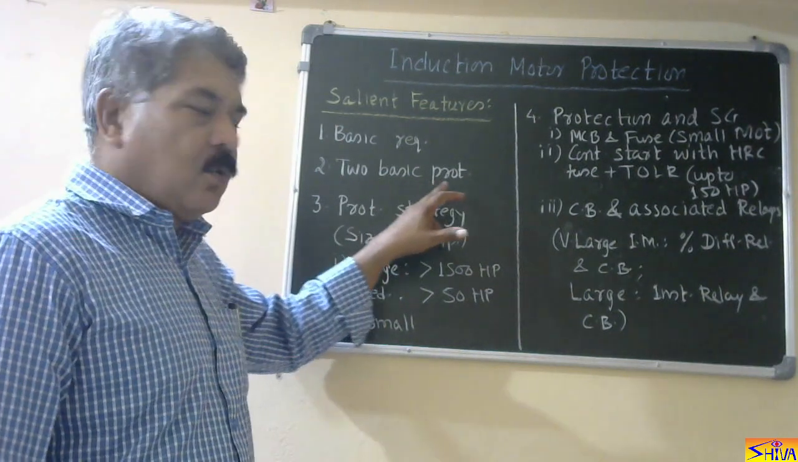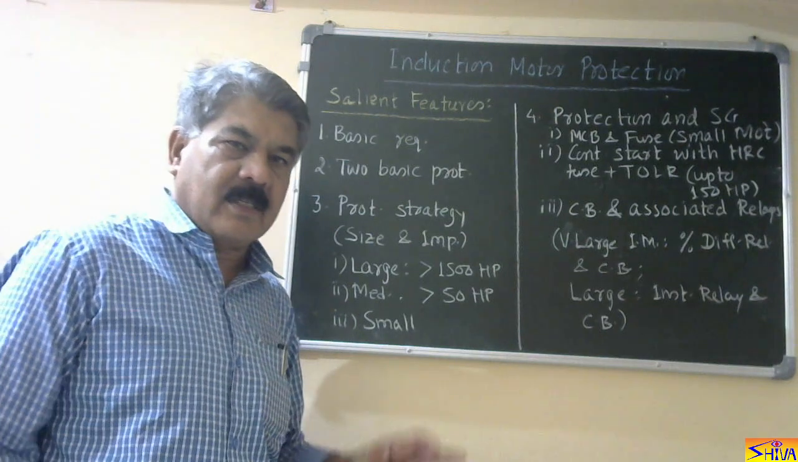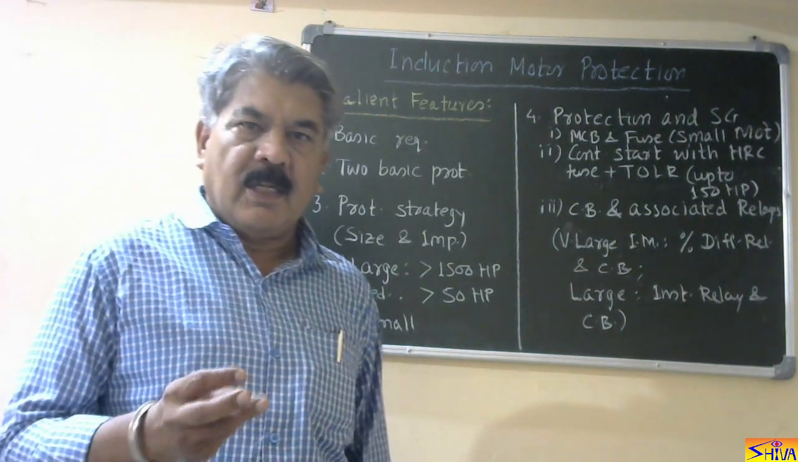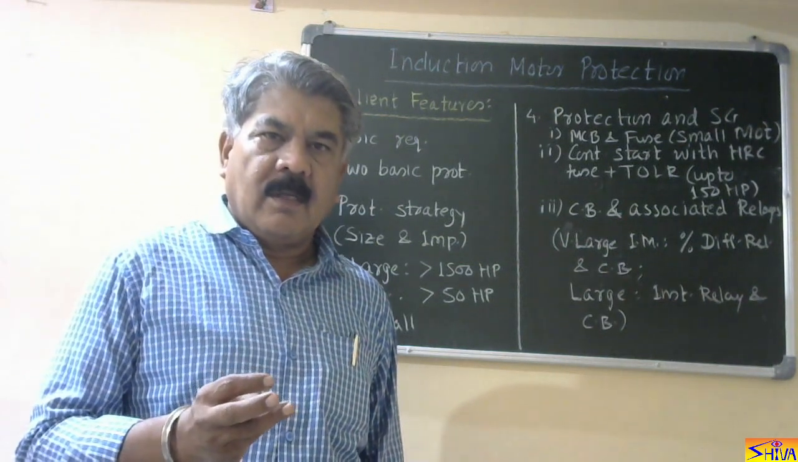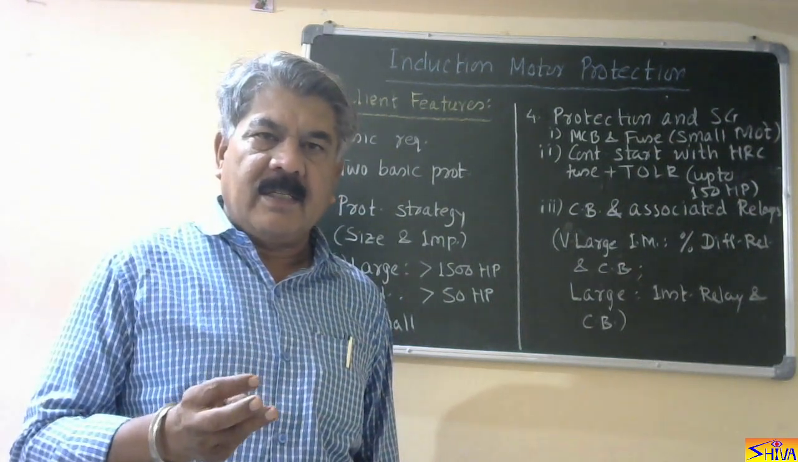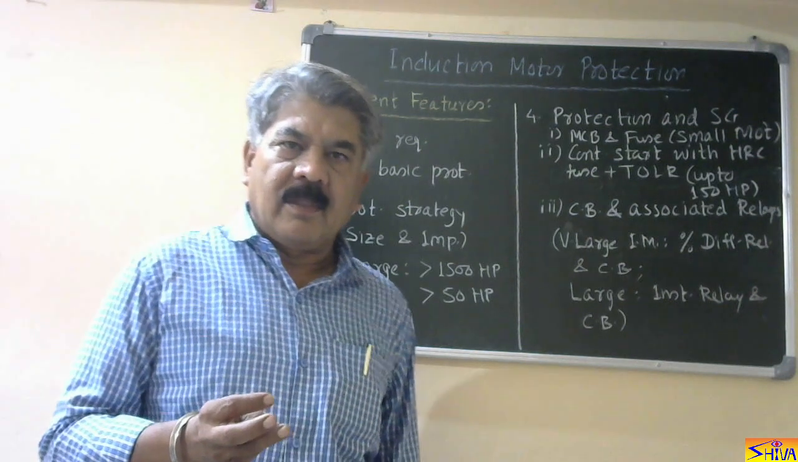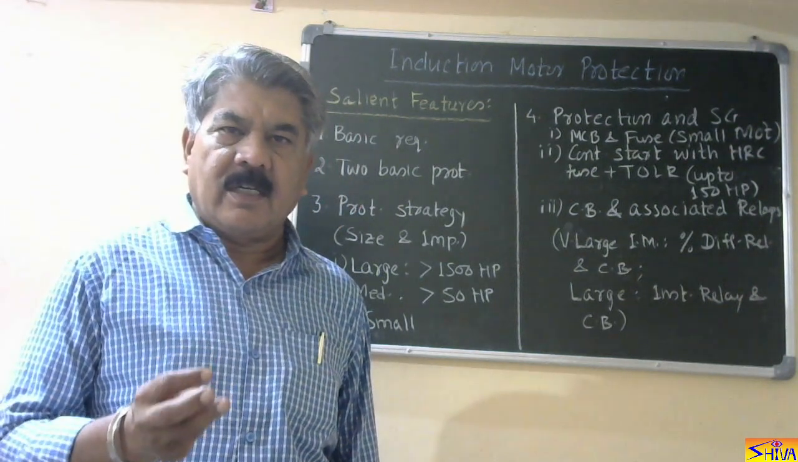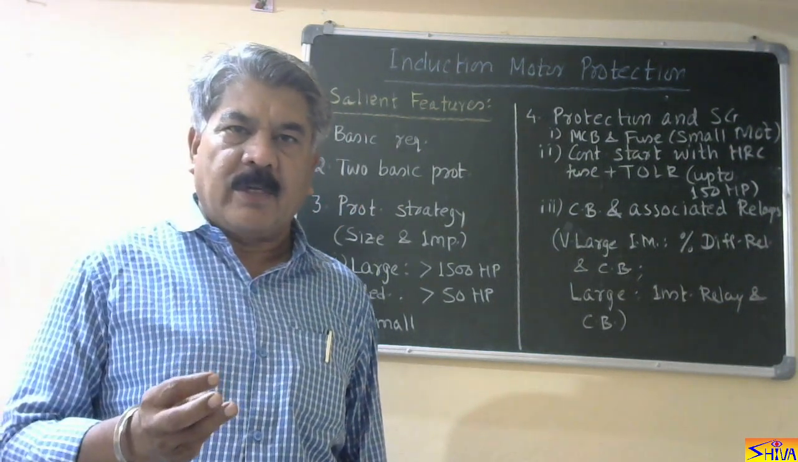Second is, there are two types of basic protections. Number one is protection against overload. Corresponding device is called as overload protective device. And second is protection against short circuit. The corresponding device is called as short circuit protective device or short circuit protection device.